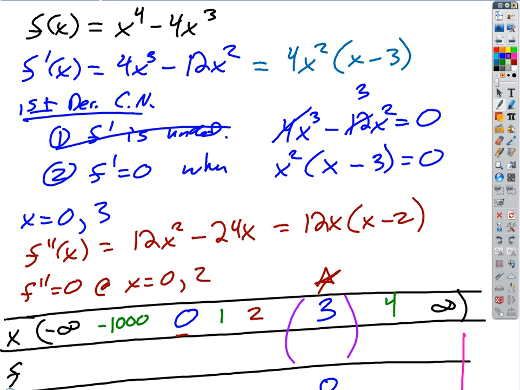If I plug 3 in, what am I going to get? I can take out an x cubed, and then I'd be left with x minus 4, right? So what are we putting in? 3. So 3 minus 4 is negative 1, so that's going to be negative 27. Is that right?